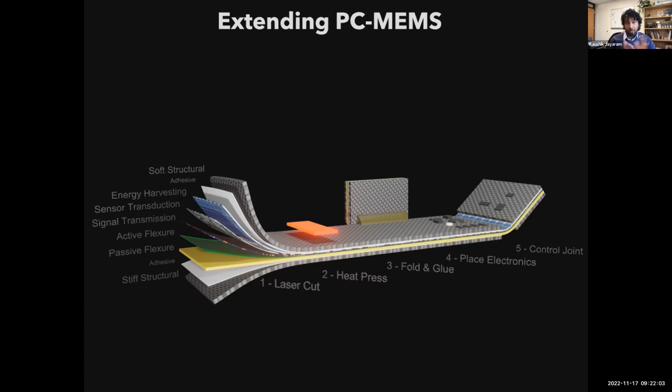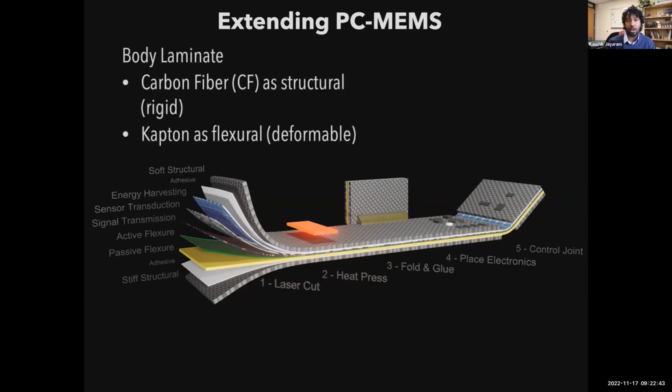However, there are a number of groups around the country who are trying to expand that process, including us, where we're trying to integrate a number of different elements. So, for example, we can include passive or active flexures. We can include signal transmission layers. We can include energy harvesting layers, and so on and so forth. And the overall process still remains the same. We still laser cut the individual layers, then we heat press them, fold and glue them, and we can even potentially do some pick and place electronics if we needed to, and assemble the entire structure. I'm going to show you some early work in this direction.